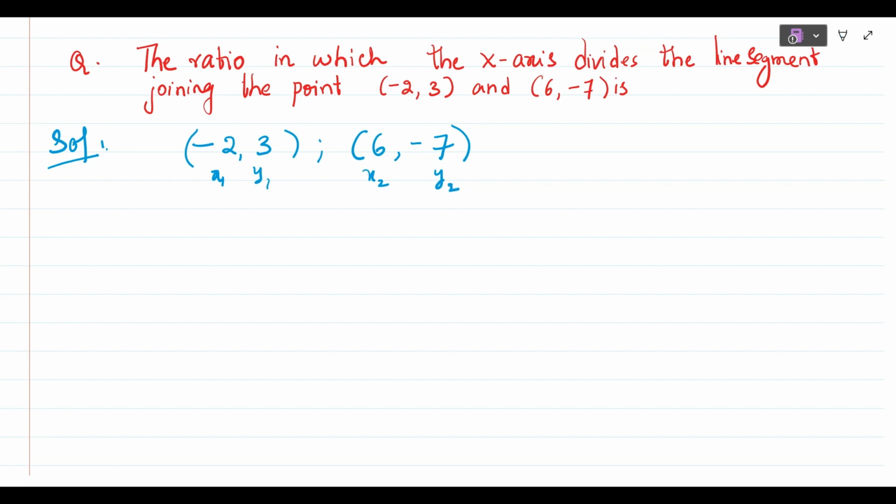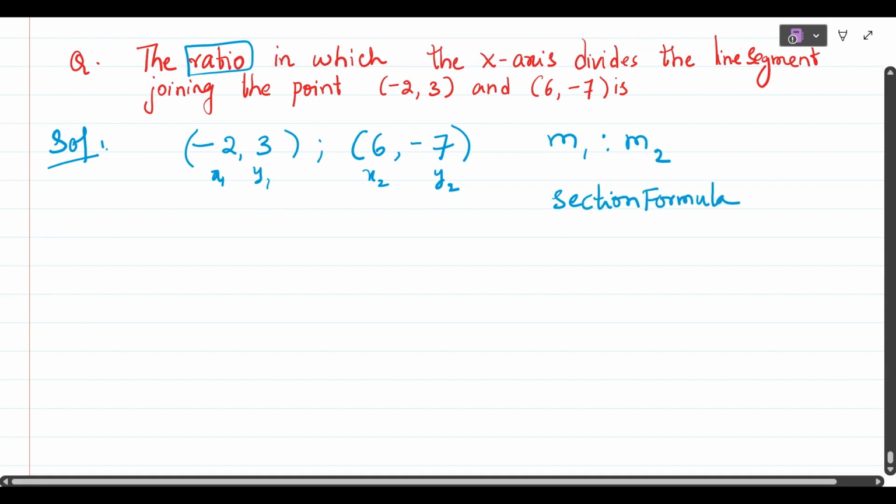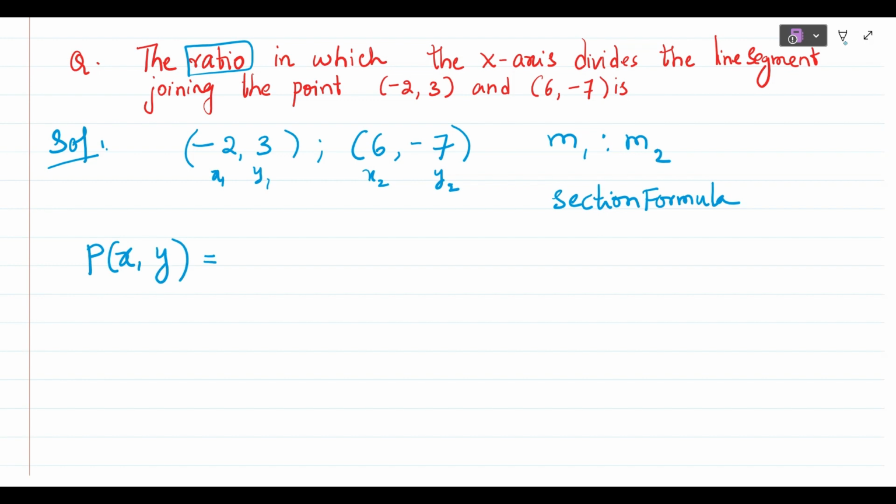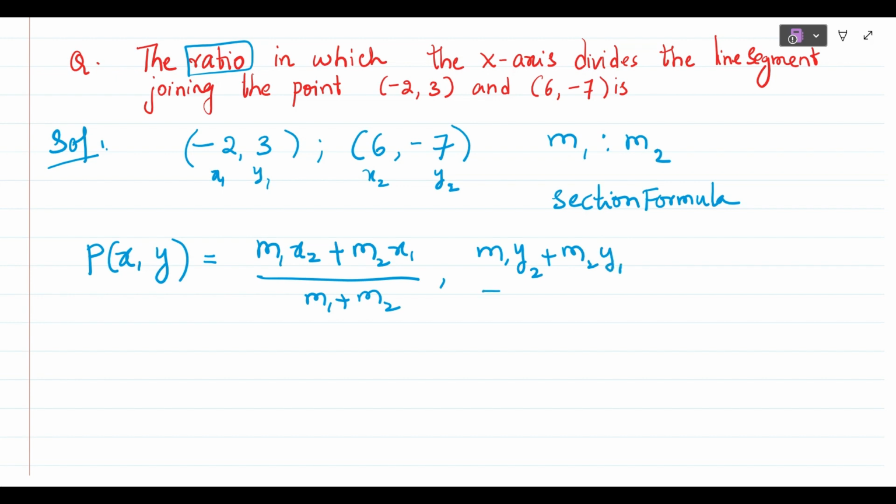What is the ratio? Ratio means we have to find m1 is to m2. This comes only through the section formula. What is the section formula, students? P of x comma y will be equal to m1 x2 plus m2 x1 whole divided by m1 plus m2 comma m1 y2 plus m2 y1 whole divided by m1 plus m2.